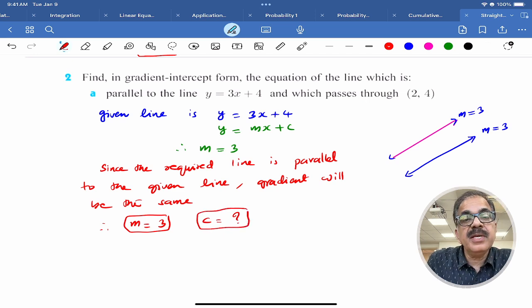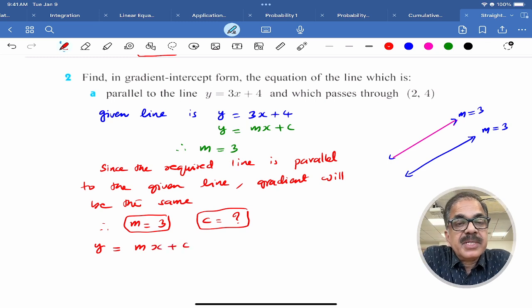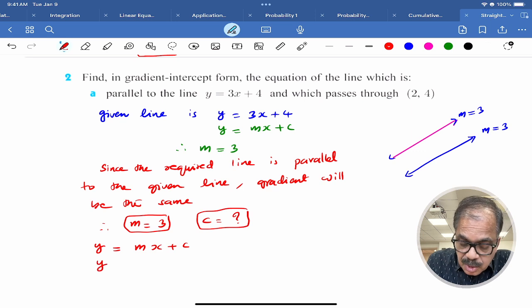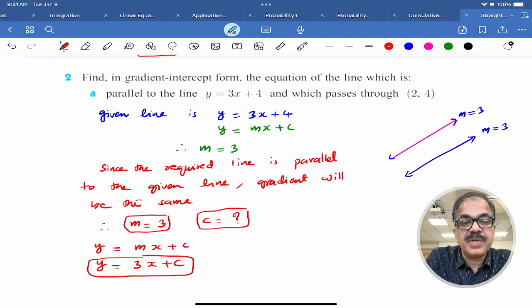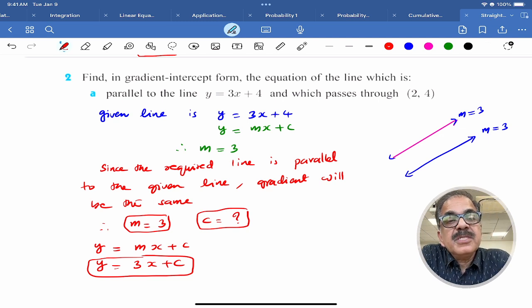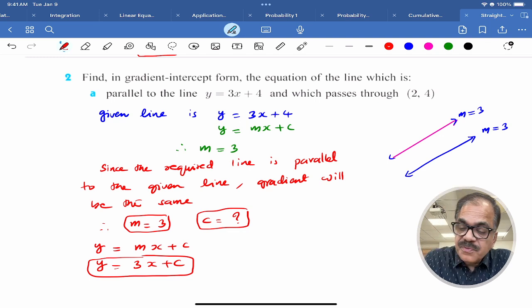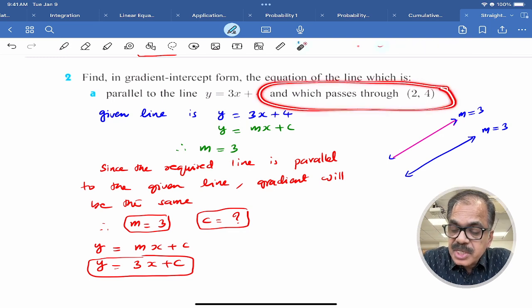We put this into the standard format for finding the equation of a line. y is equal to mx plus c is the equation of a line. And we sub in the values which we know into this, which is y is equal to 3x plus c. And we are stuck here because we don't know what c is. Now, this becomes similar to the previous question. You have the gradient, but the c value is missing. And to find the value of c, they give you an additional information.